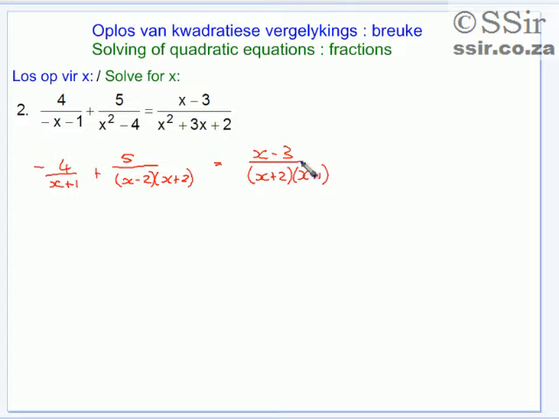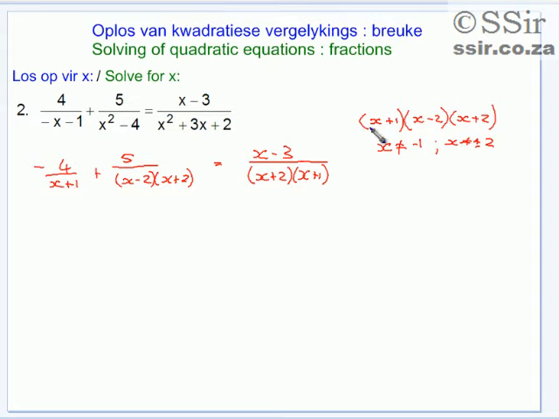So remember, if the denominator can factorize, then we factorize the denominator first before we determine the LCM. So now our LCM can be written as x plus 1, x minus 2, x plus 2. Immediately write down your restrictions. X is not allowed to be minus 1 and x is not allowed to be plus or minus 2.